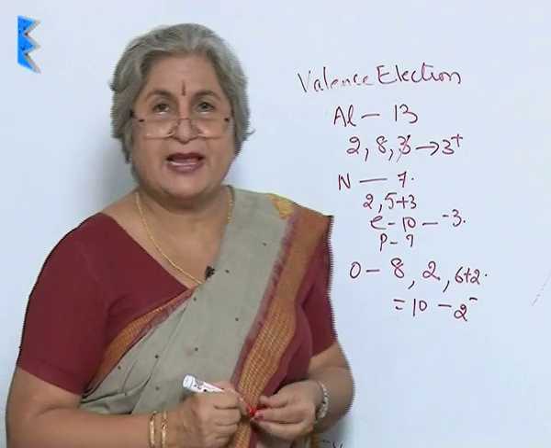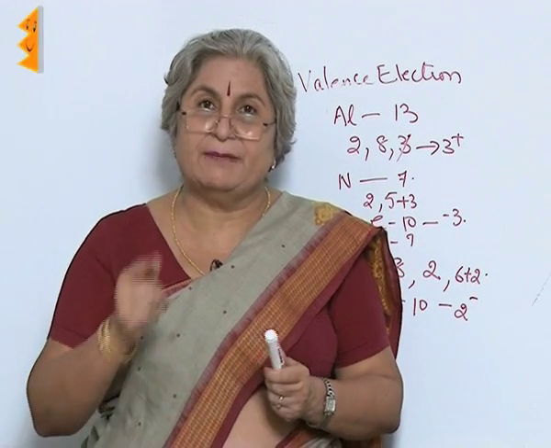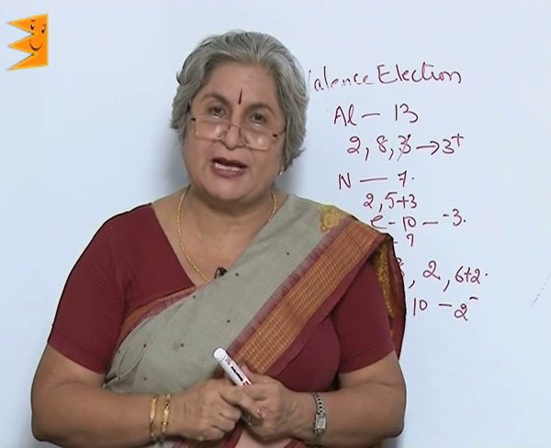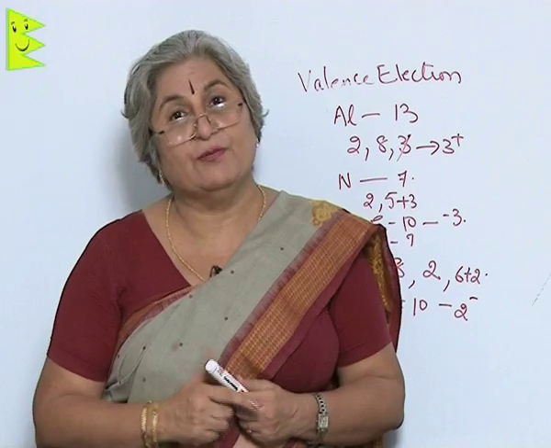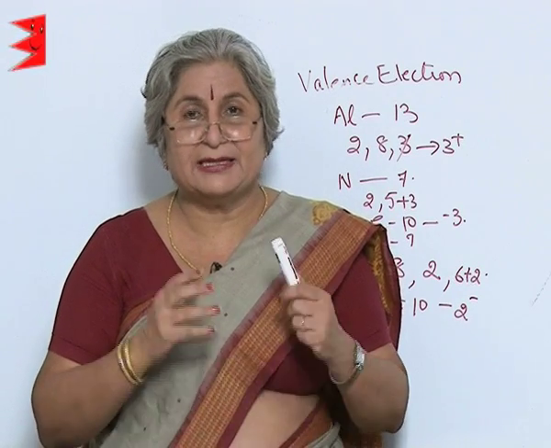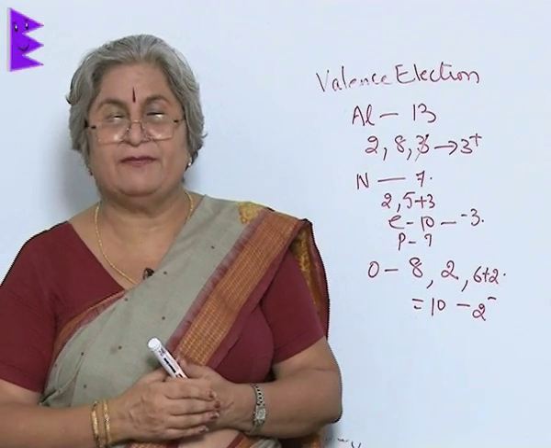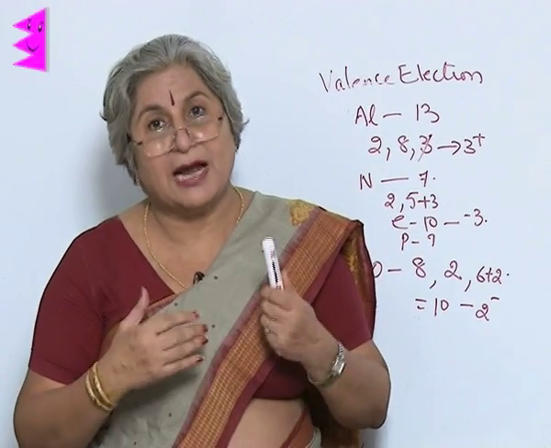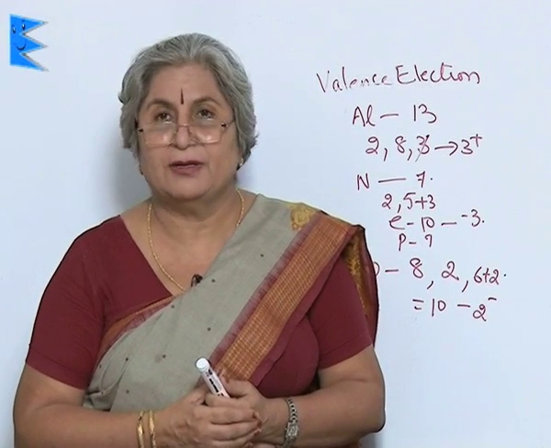So, like this we have learned that the valency depends upon the number of electrons in the outermost shell and whether those electrons can be lost or more electrons can be gained. So, in this way the atoms are able to combine with other atoms, or atoms of different elements combine with each other and form compounds.